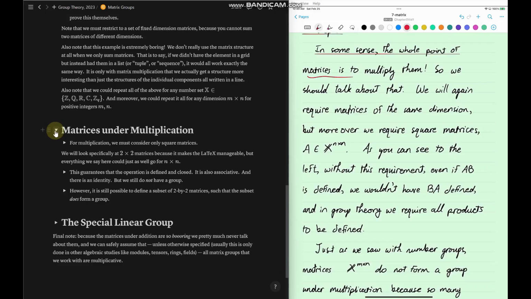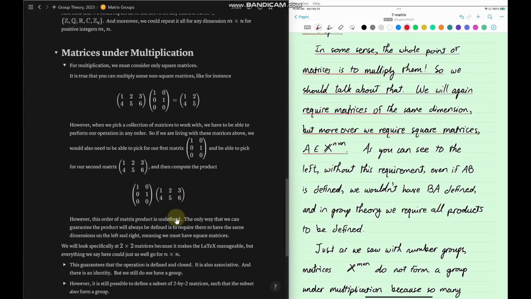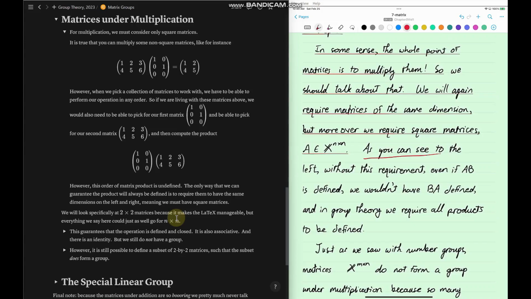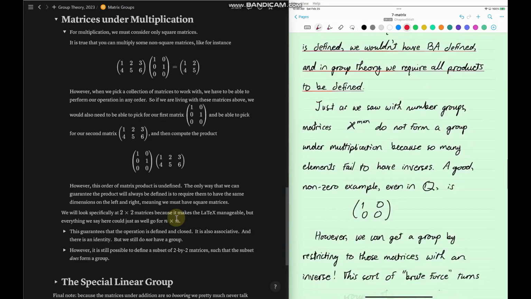In some sense, the whole point of matrices is to multiply them. So we should talk about that. We will again require matrices of the same dimension, but moreover, we require square matrices, so A in X to the n cross n. As you can see to the left, without this requirement, even if AB is defined, we wouldn't have BA defined, and in group theory, we require all products to be defined.